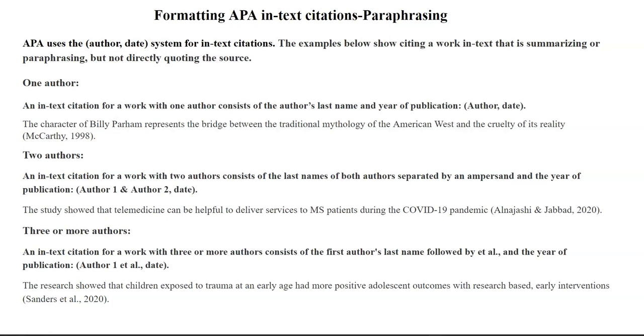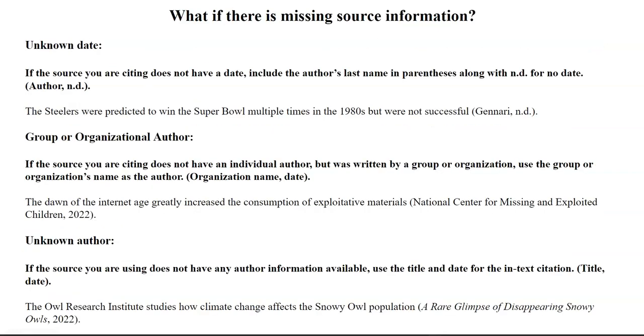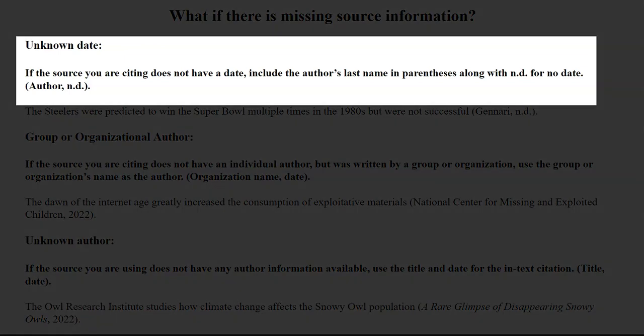Now we're going to move on to creating in-text citations for sources that don't have all the information we are looking for to cite. What if there is missing source information? There will be times when you are citing a source that doesn't have all the information we are looking for. This typically happens when using sources found on the internet that may lack author or date information. Let's take a quick look at how to create in-text citations in APA style with missing or partial information.